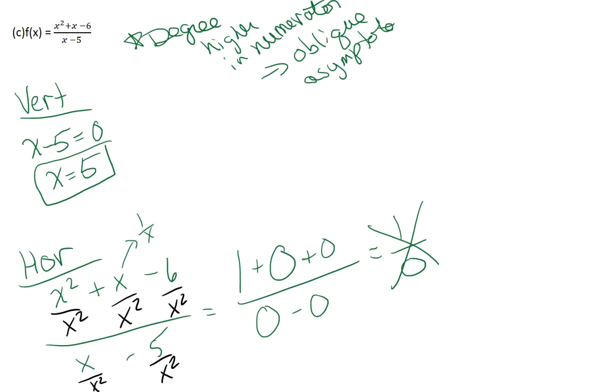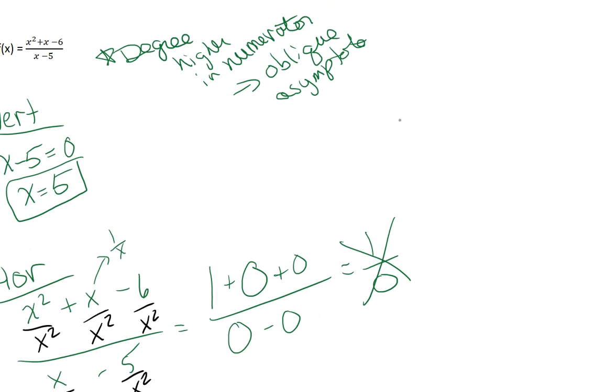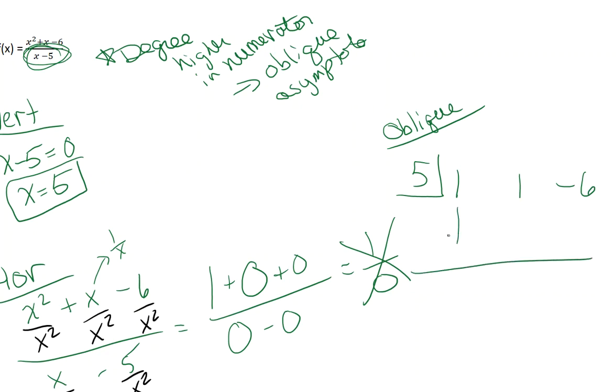So where did this oblique asymptote come in? Well, here comes synthetic division again. To find the oblique asymptote, you're going to use synthetic division, and I'm going to use my denominator, that 5 that I found. That's going to be the number out here. I'm going to do 1, 1, negative 6. I want to drop down the 1. 1 times 5 is 5. That's going to give you 6. That is going to give you 30. And then finally, this is 24.